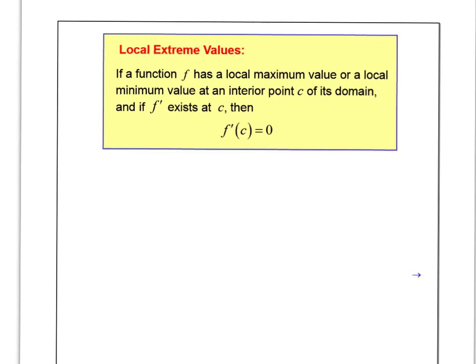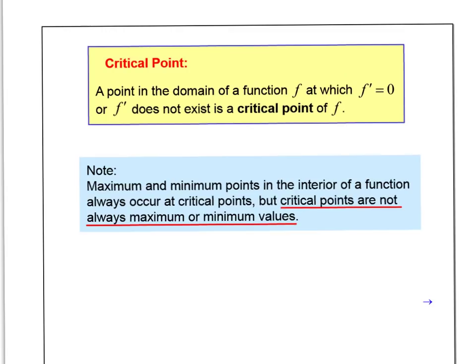Local extreme values. A function has a local max or min at an interior point, and if the derivative exists on the interior points, then it has to be 0. So if I go back to that other slide that had this guy, that was like a corner, that derivative is not 0, but the derivative also does not exist. So just a little fact.